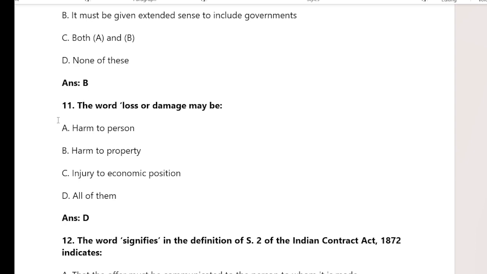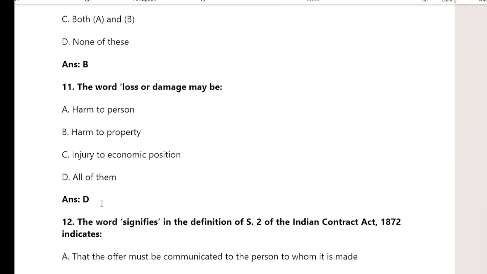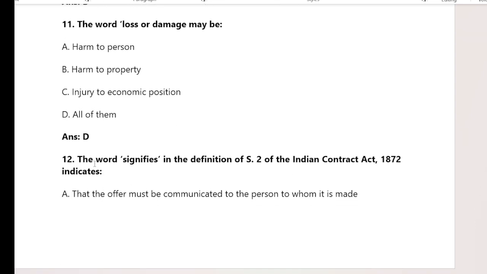And the next question is the word loss or damage may be harm to person, harm to property, injury to economic position, and option D, all of them. The right answer is all of them.